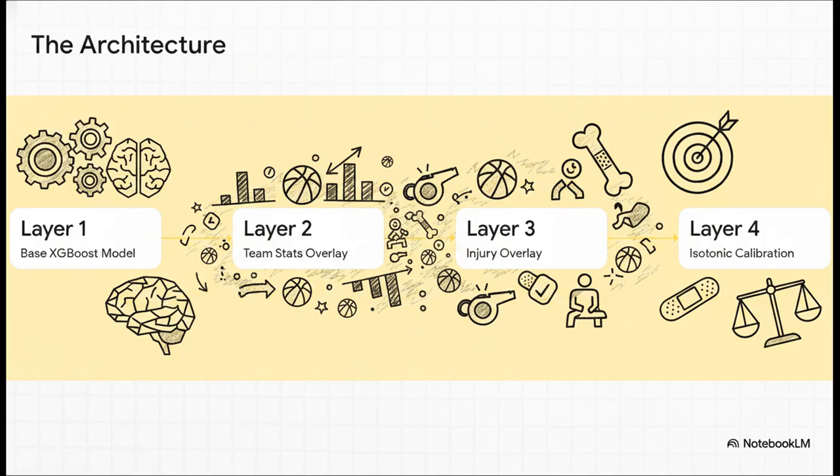So here's the game plan. We're going to start with a powerful base model. Then we'll layer on top of that some real-time team stats. After that, we adjust for injuries, super important. And then for the final step, we do this crucial little tweak to make sure the predictions are actually reliable. Let's start right at the beginning, at the core.